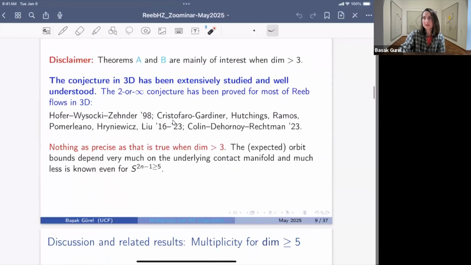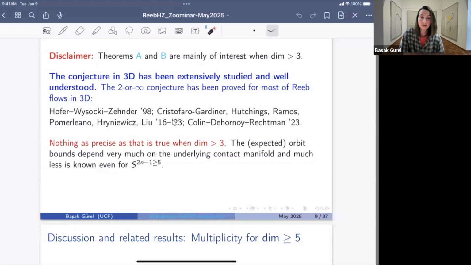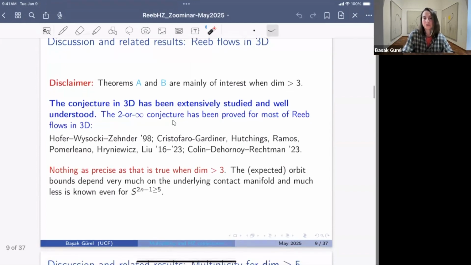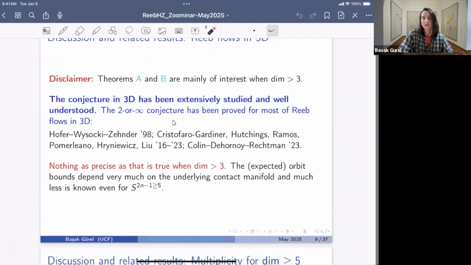Okay, so let me go ahead. As I said already, these results are mainly of interest in higher dimensions, dimension greater than 3. In the case of dimension 3, in terms of past results, we know almost everything: that n or infinity holds, through the works of Hofer, Wysocki, Zehnder, Hutchings, Cristofaro-Gardiner, Ramos, Hryniewicz, and a lot of people. We know that the only three-manifolds admitting pseudo-rotations are lens spaces, essentially everything. And in dimension 3, not just for spheres, for any contact manifold, we know a lot.